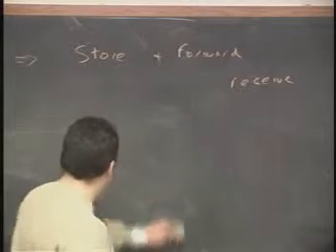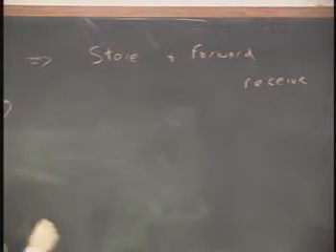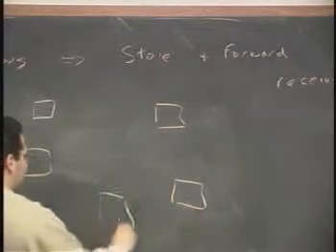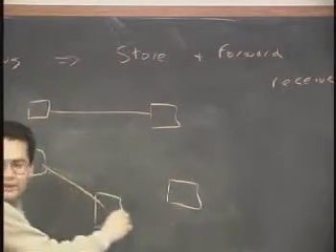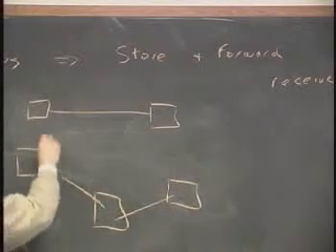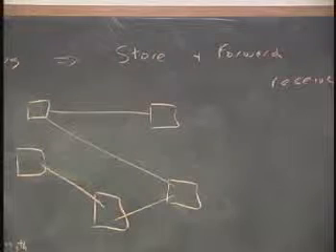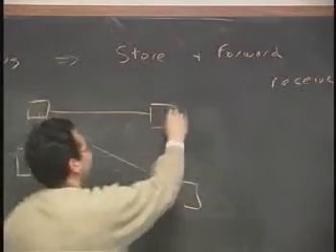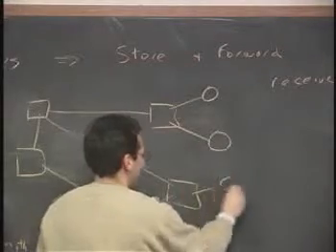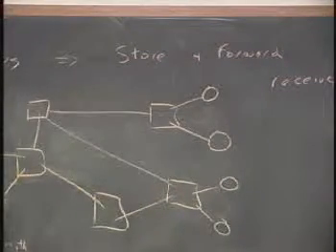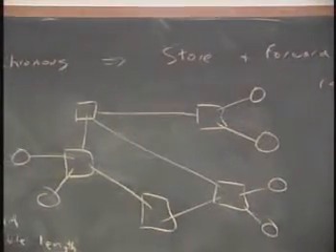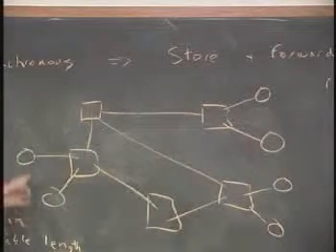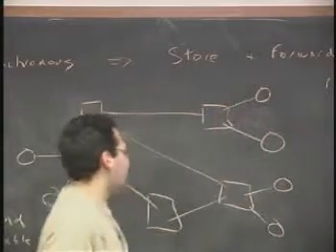I'll draw that, probably geographically dispersed, though it doesn't have to be. What you have here are these squares, which represent packet switches or packet switchers, and these circles are computers that are connected at network access points.